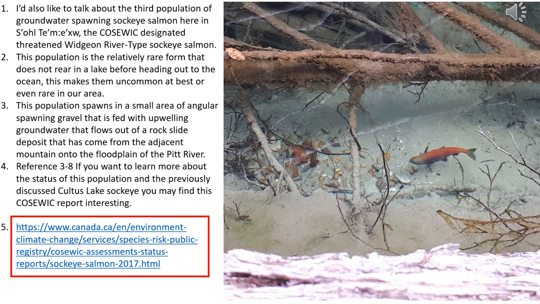Now, where they actually spawn is very similar to the example I gave for Hicks Creek Coho. You have a large talus or slide type deposit that goes way up a hillside, and then it falls down onto the floodplain of the lower Pitt River. And just at the base, there are small patches of smaller gravels that the fish have managed to dig up, and they've created their own spawning ground that has this upwelling groundwater flowing out of this rock slide. Very interesting. If you want to learn more about the scientific status of this population, you know that COSEWIC report, I put a link in here. You should read it. It's very interesting. It will talk about Cultus Lake and the Wigeon River type sockeye salmon.